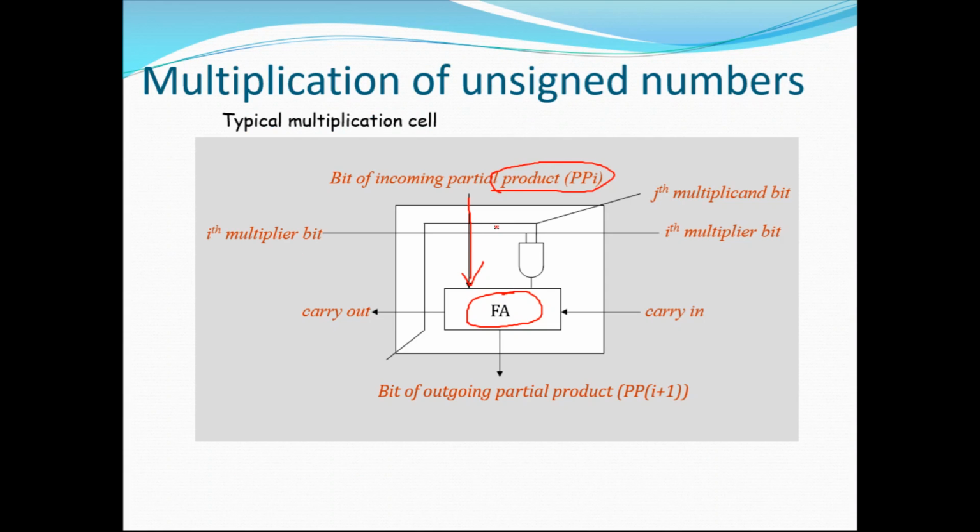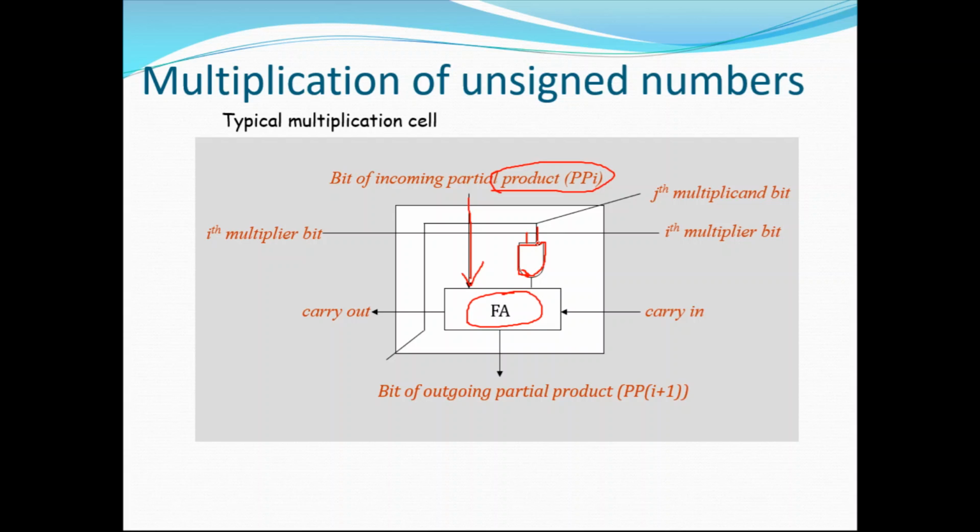So that partial product is one of the inputs for the full adder. Another input is the output of an AND gate. This AND gate takes two inputs. What are the inputs it takes? One input is the ith bit of the multiplier, and another input is the jth bit of the multiplicand.